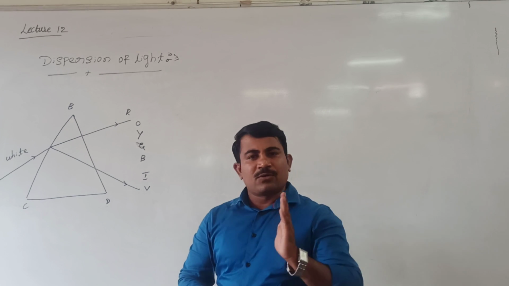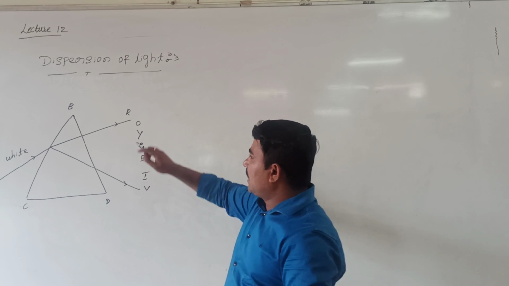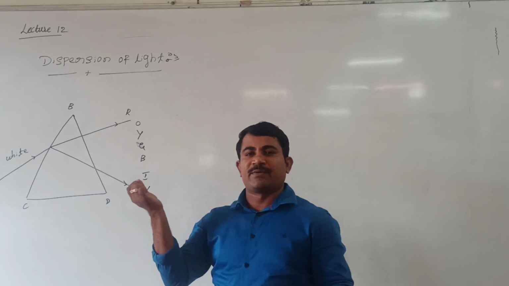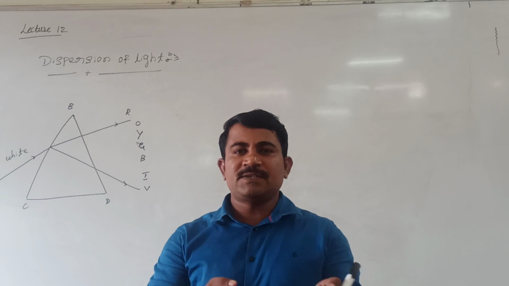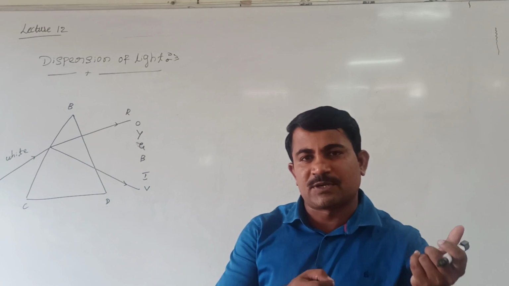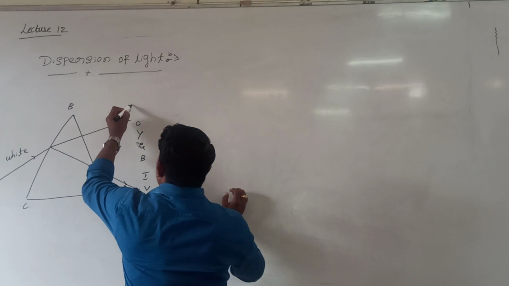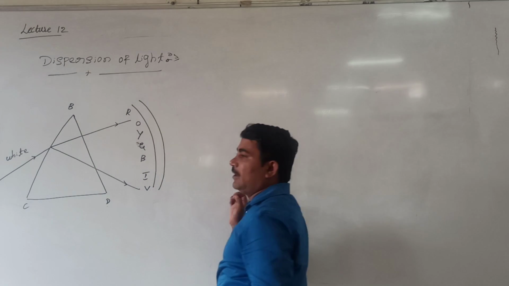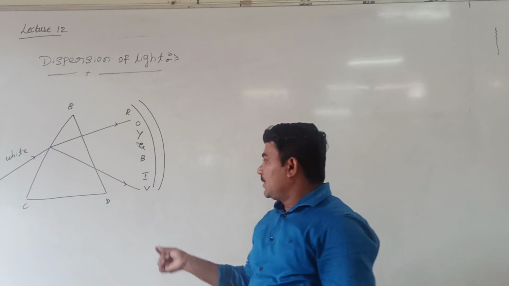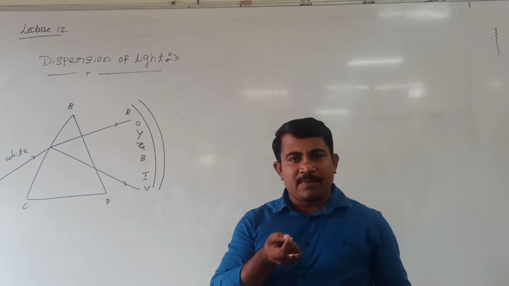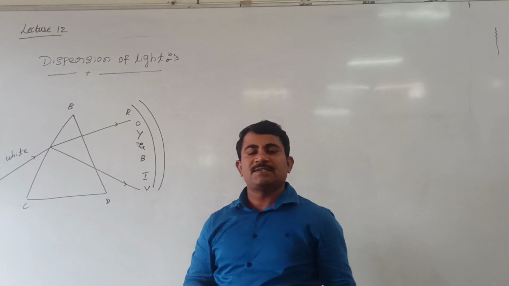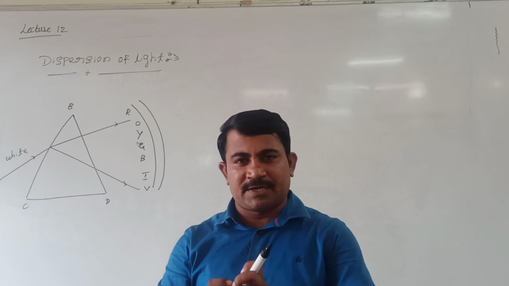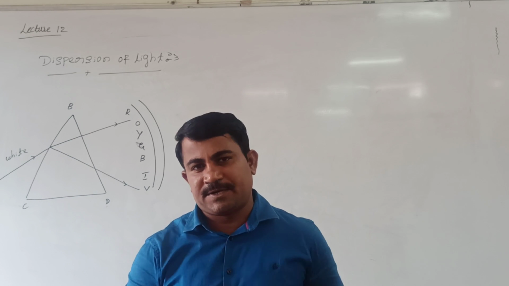When white light is allowed to fall on the prism, the red light is least deviated and violet light is most deviated. Red light is least deviated and violet light is most deviated. This band of 7 colors, we can call the spectrum. Here, violet light has the minimum wavelength and red light has the highest wavelength. The question is, why is red light least deviated and violet light most deviated?